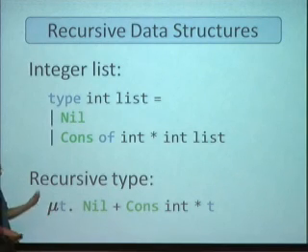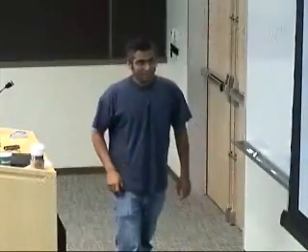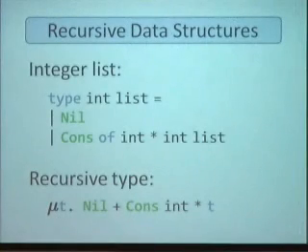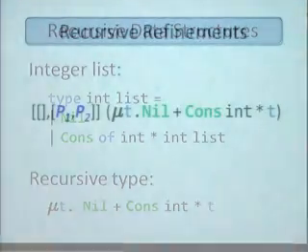Madan and Madhu should both be all over this kind of thing. This is totally standard. David Dill will be appalled. Mu t, nil plus cons of n times t. Plus is just union, right? Plus is union, exactly. Plus is just a sum, it's a union. It's these bars. And these nil and cons are just constructors.